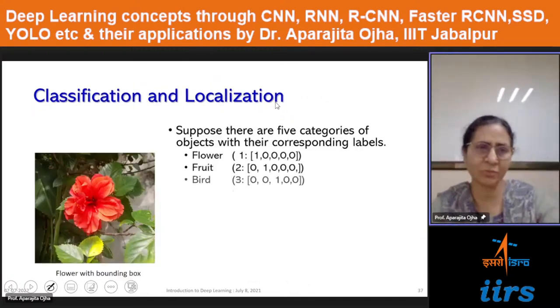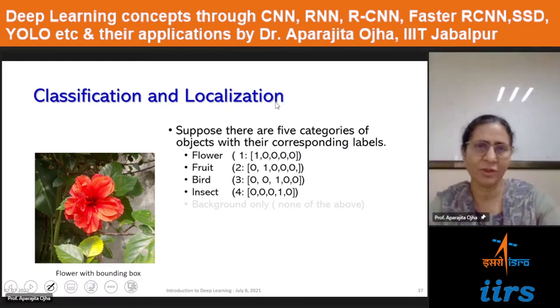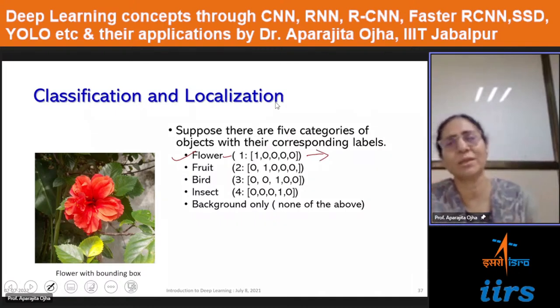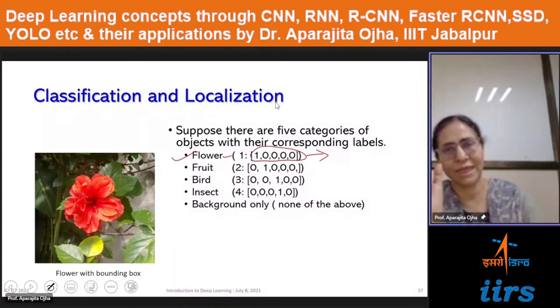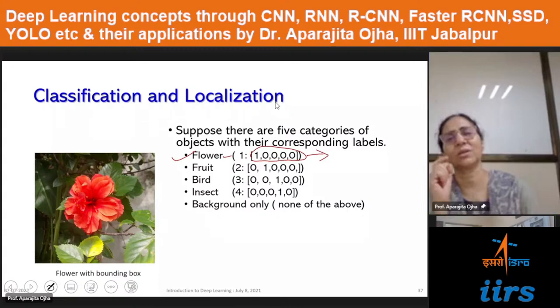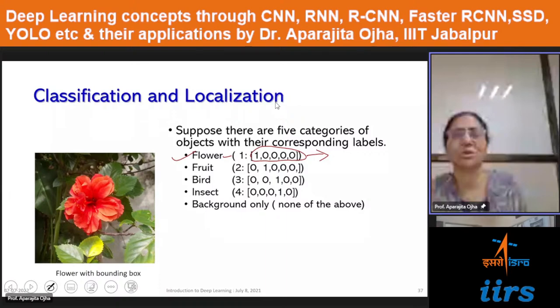So for classification and localization, suppose you have labels. Flower, which is class 1, I will be encoding in a vector of size 5, which is known as one hot encoding. Remember, this is known as one hot encoding: the first place, second place, and the rest of them are 0. So suppose there is a data set which has 5 categories of objects, and the corresponding labels.